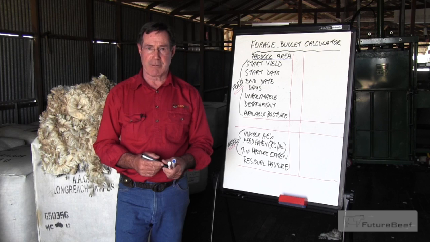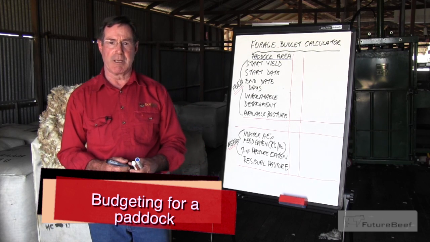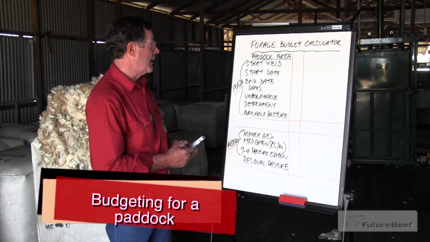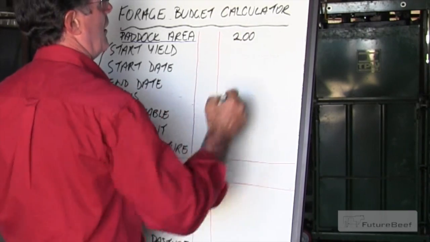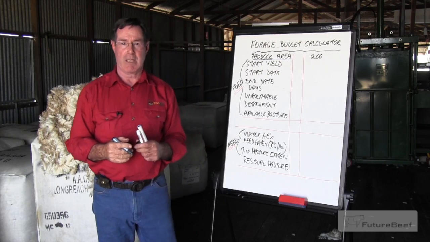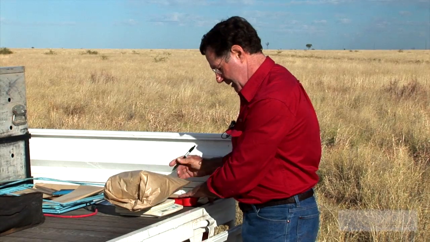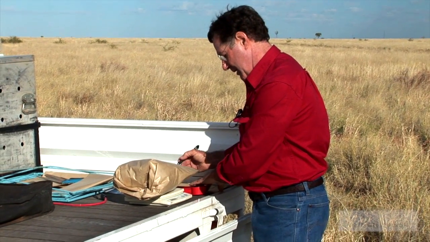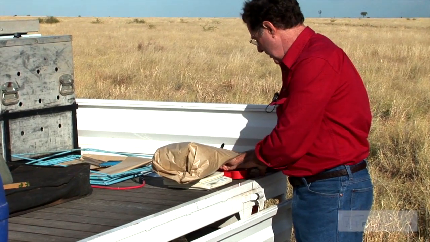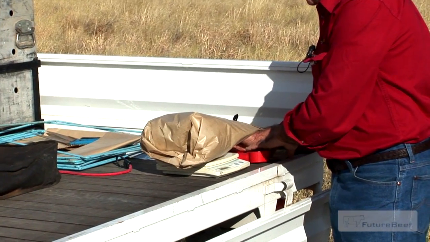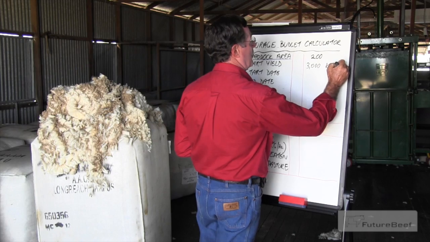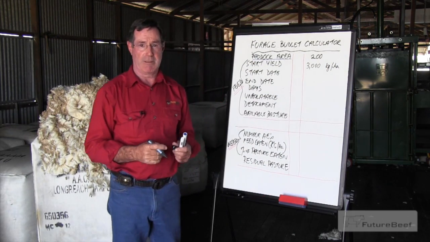So we're now going to do some calculations and calculate a forage budget for a particular paddock. Now this paddock happens to be 200 hectares, and we've been out in that paddock and had a look at the pasture out there, estimated what the yield is. We've actually done some cuts and weighed those and worked out around about 3,000 kilograms per hectare of dry matter of pasture in that paddock.